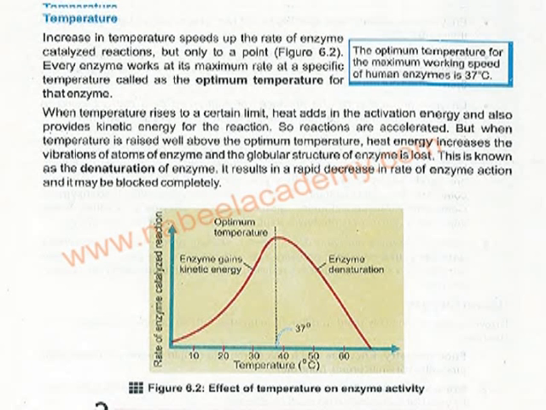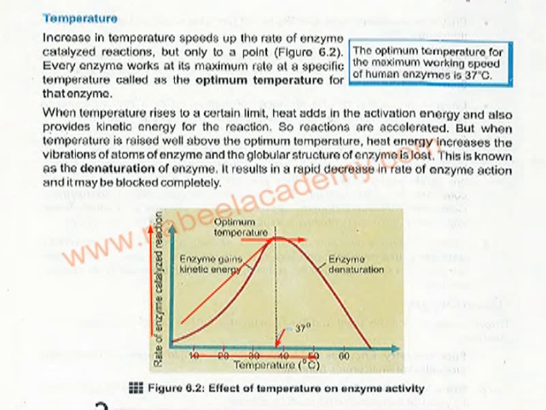Number one is temperature. If you increase the temperature, it speeds up the rate of enzyme action, but only to a point. For example, in this picture, the rate of enzyme action is increasing and the temperature is also increasing. When the temperature reaches 37, the enzyme activity will be at its peak.